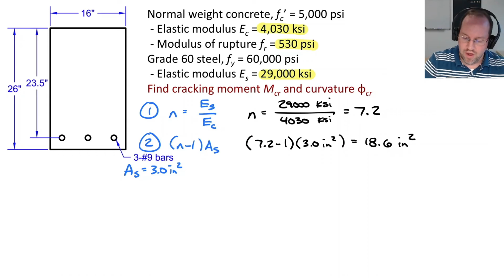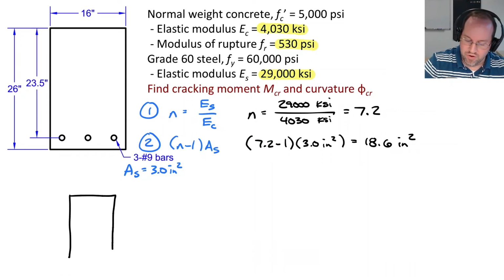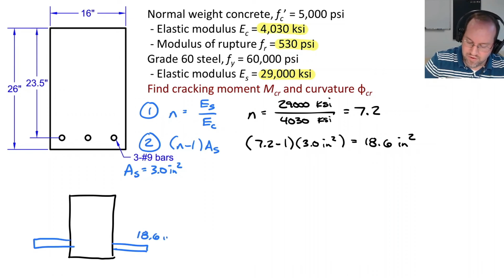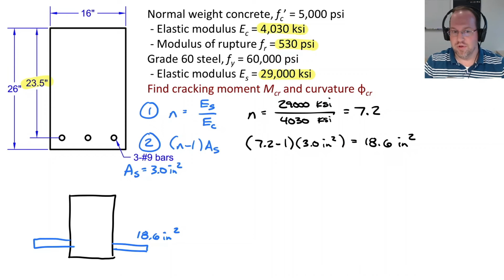So if I draw down here my little transformed section, I'm going to have my rectangle, and then I'm also going to add my wings on the outside, and together those wings have 18.6 inches squared. And they're going to be at a depth in my section of 23.5 inches down from the top. Next, I want to calculate my centroid.